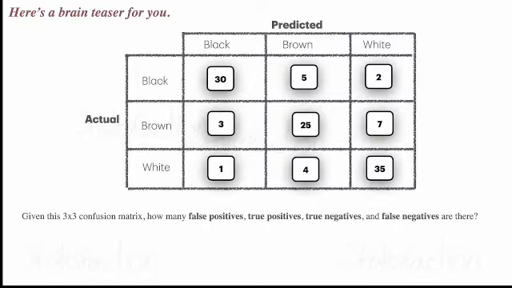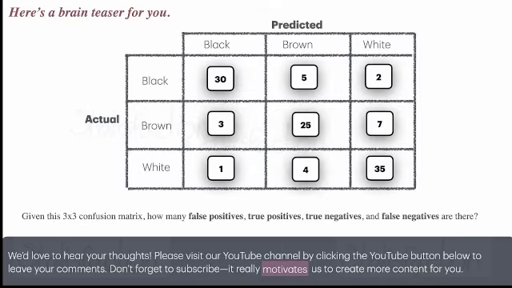Before we wrap things up, here is a brain teaser. Given this 3x3 confusion matrix, how many false positives, true negatives, and false negatives are there? We would love to read your answers in the comments below.